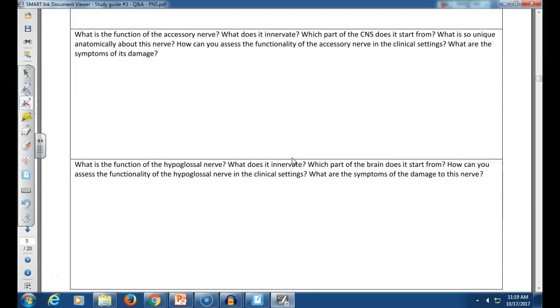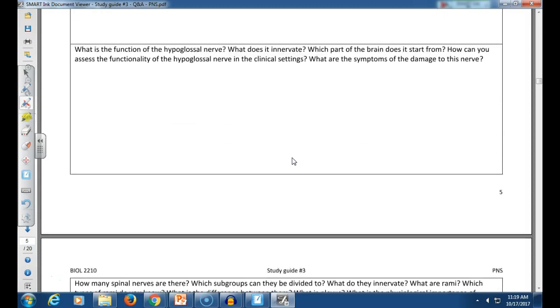Accessory, anatomically. What is unique anatomically about this nerve is that it starts in the spinal cord. It just enters the cranium. Hypoglossal, it's all the same.